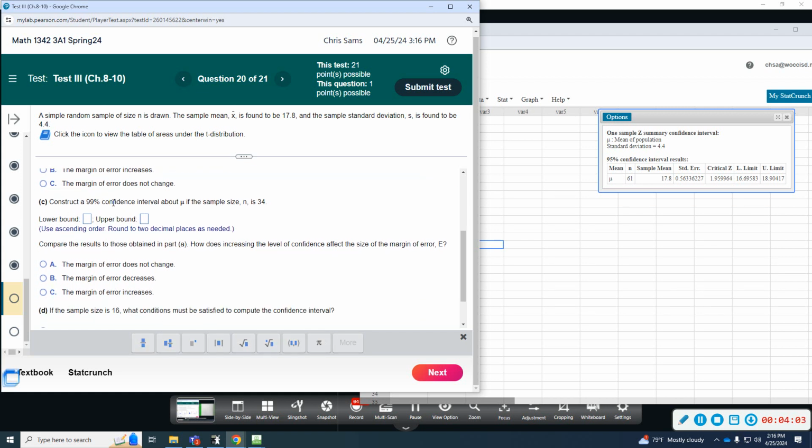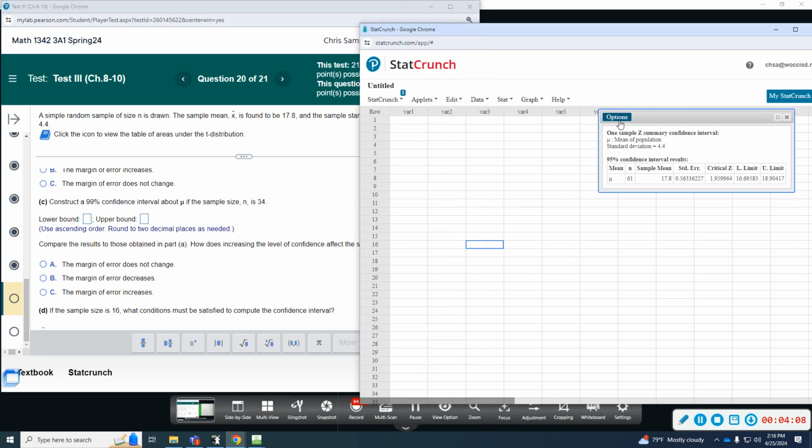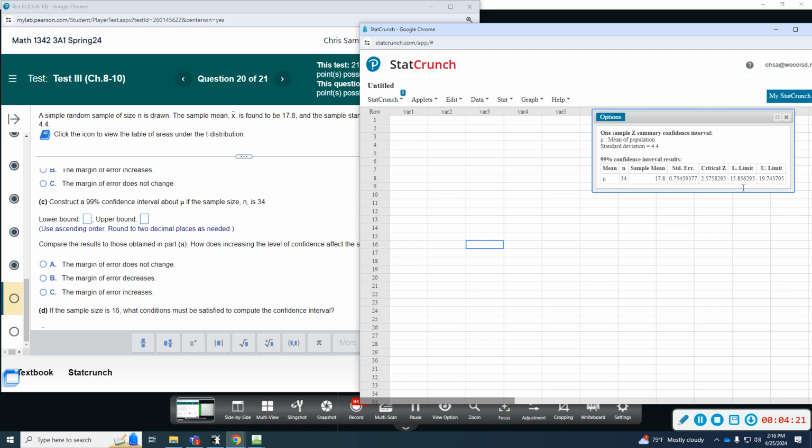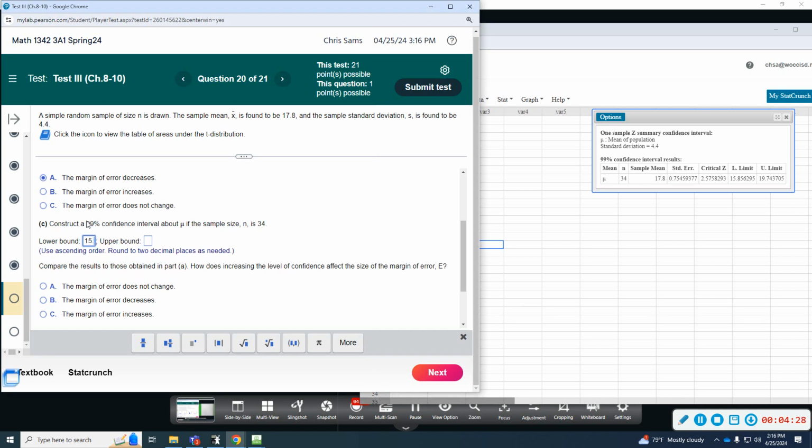I'm going to construct a 99% confidence interval if n is 34. I'm just going to edit this and do 34. The level of confidence is 99. And we get 15.86 to 19.74.